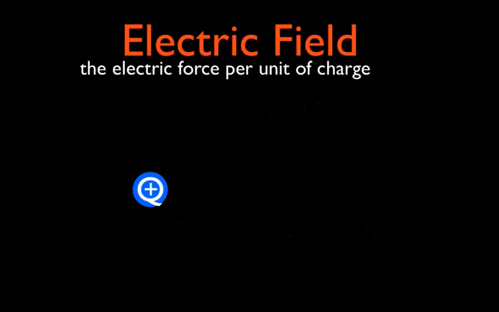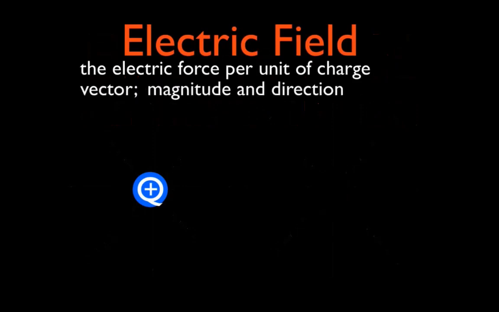And I think the confusing thing is which force on which charge. Now, it is a force, so therefore it's a vector, and therefore it has a magnitude and a direction. The first thing we're going to do is talk about the direction. How do we determine the direction of the electric field around this charge?